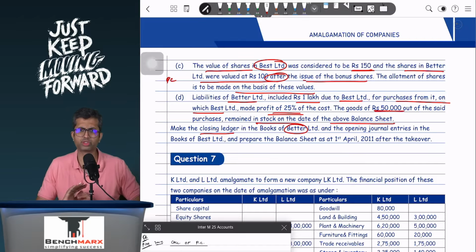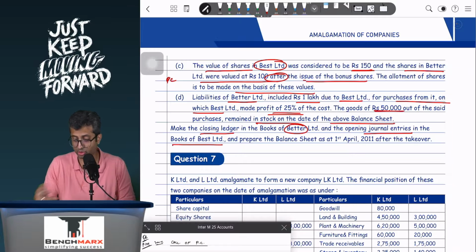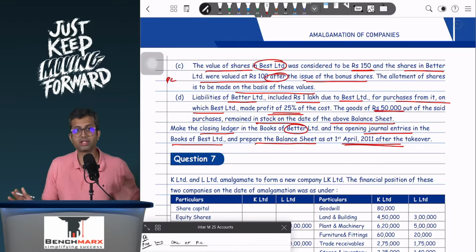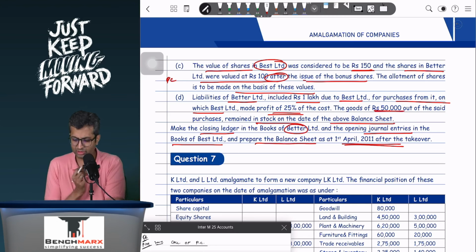So in the books of Better you have to close the books, and the opening journal entries in the books of Best. So here you have been asked both, and also prepare the balance sheet. That is the entire chapter asked over here. You have to prepare the ledgers in the books of the selling company, that is Better, then the opening journal in the books of Best, and then the balance sheet.